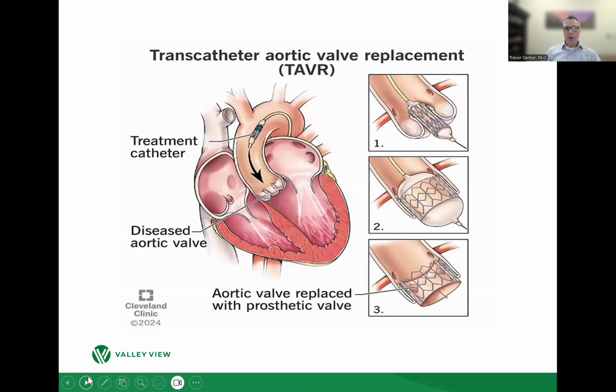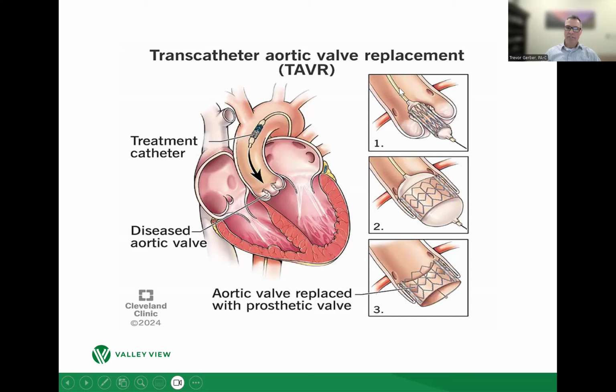Here is a transcatheter aortic valve replacement depiction. In TAVR, this is a minimally invasive procedure where the groin artery is accessed, and a catheter, represented by my arrow here, is placed into the arterial system and then put retrograde into the aorta across the aortic valve. On this catheter is a balloon with a new bioprosthetic stented valve around the balloon.